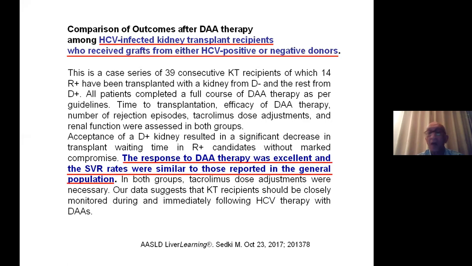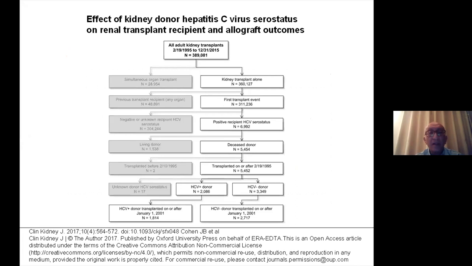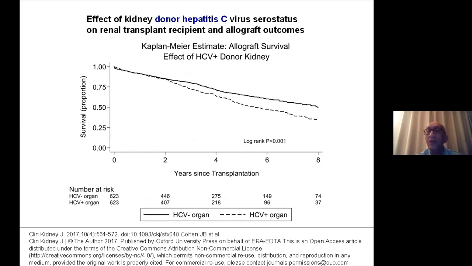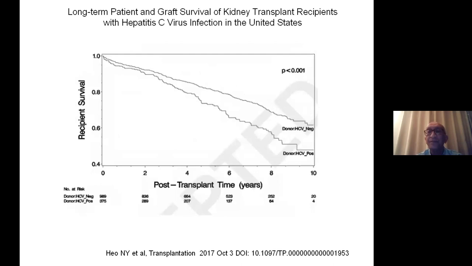direct acting antiviral therapy. In this study by Cohen in 2017, he studied the effect of transplanting positive recipients with either HCV negative donor versus transplanting them from HCV positive donor. Does it have any difference or not? In either situations, they are going to receive direct acting antiviral therapy. He noticed that the presence of HCV positivity in the donor significantly reduces the patient survival and significantly reduces the graft survival. This was also documented by Hugh et al. In 2017, who documented that HCV positive donors impact an important effect on the patient and the graft survival. And the difference is significant.